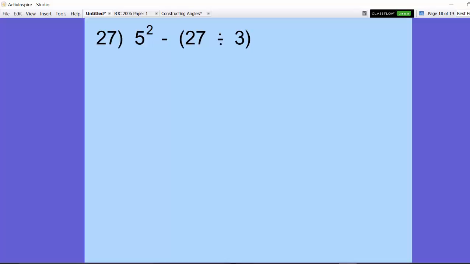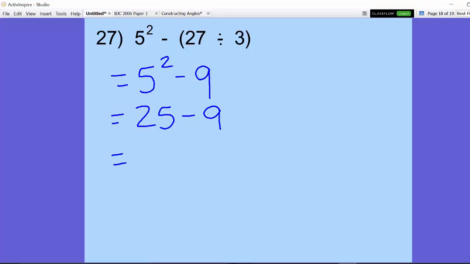Again, I have brackets, so I'm going to work my brackets first. So let's bring down my 5 squared minus 27 divided by 3 is 9. Now I can work my exponent. 5 squared is the same as saying 5 times 5. 5 times 5 is 25. So I have 25 minus 9. So you can work it out. 25 minus 9 is 16. That should be your answer.